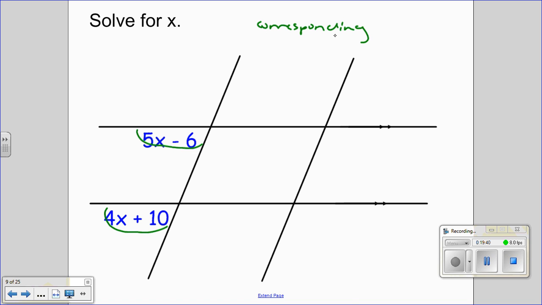And corresponding angles are congruent, meaning they equal. So we put them equal to each other. 5x minus 6 equals 4x plus 10. And then you can solve for x. First subtract 4x, so you would have x minus 6 equals 10. Then add 6, so x equals 16.